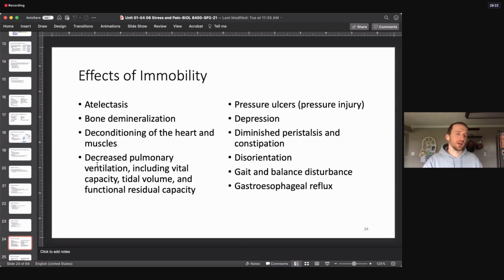Now, the opposite side of exercise is immobility. There are lots of effects to this. Risk for collapsed lung, bones will resorb, heart muscles. If you don't use muscles, they're going to atrophy, as we saw in the last chapter. So the heart can decondition. Muscles can decondition. Other events of immobility or inactivity can be pressure ulcers.